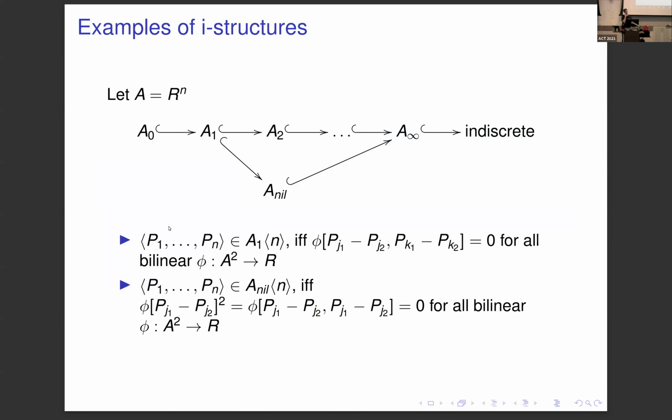If I take an n-dimensional vector space over R, then I can construct a bunch of such infinitesimal structures. A0 would be the discrete I structure, where only the point is its own infinitesimal neighbor, so there is nothing else. A1 would be first order neighbors, A2 second order neighbors, and so on. Then I can join them all up, and I get A infinity, so arbitrary infinitesimal neighbors of arbitrary degree. And of course, I can assume that everything is an infinitesimal neighbor, and then I get the discrete I structure.